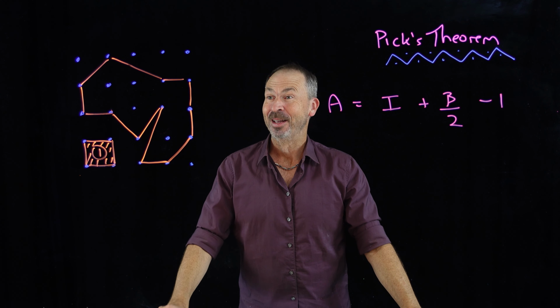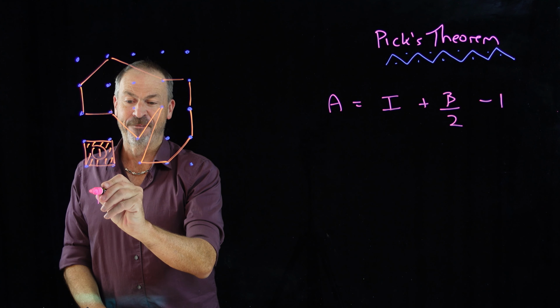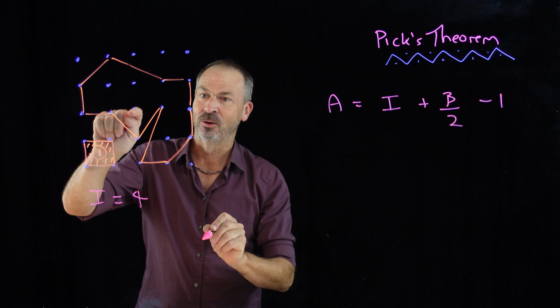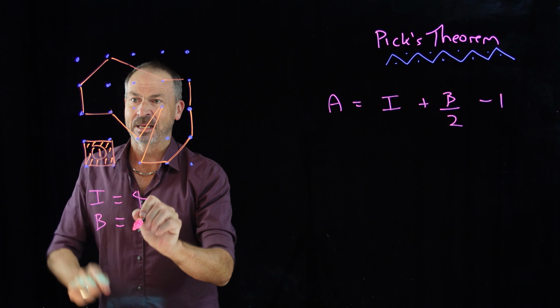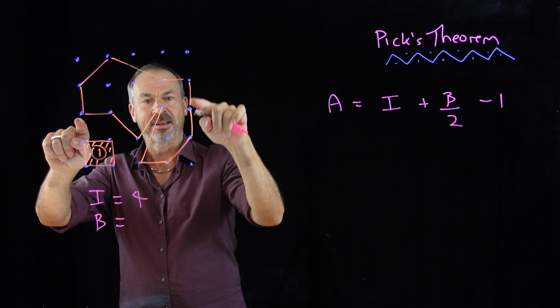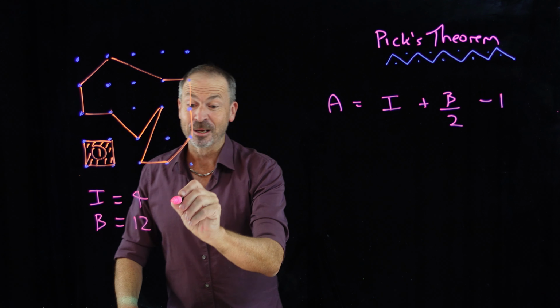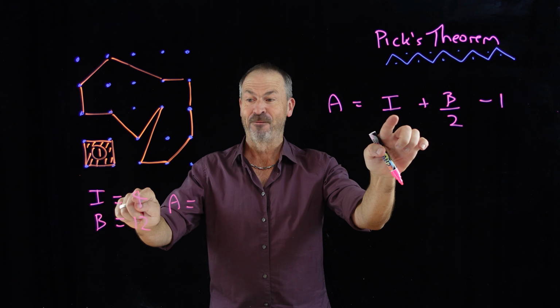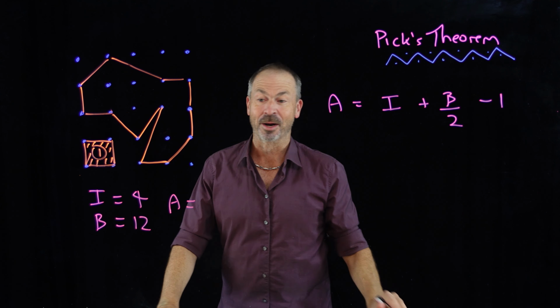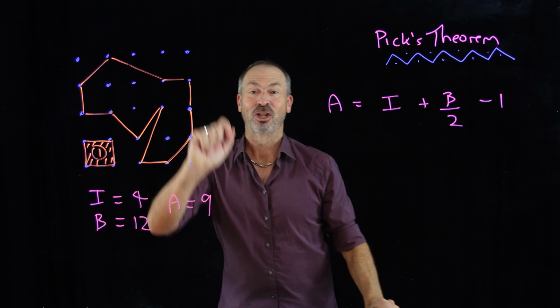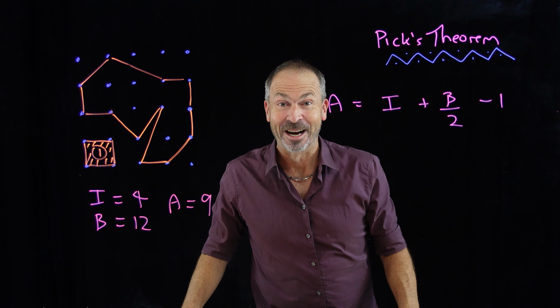Whoa, whoa. Now in our example, we seem to have 4 inside dots. I can see 4 of them, 1, 2, 3, 4. And the number of boundary dots seems to be 1, 2, 3, 4, 5, 6, 7, 8, 9, 10, 11, 12. 12. So apparently the area of the polygon on the board right now is going to be 4 plus 6, take away 1. Area is 9. And check, the area of that thing is indeed 9.